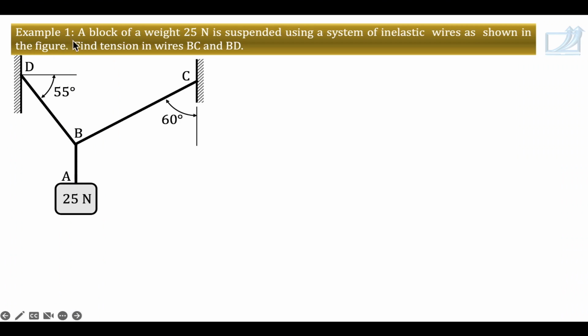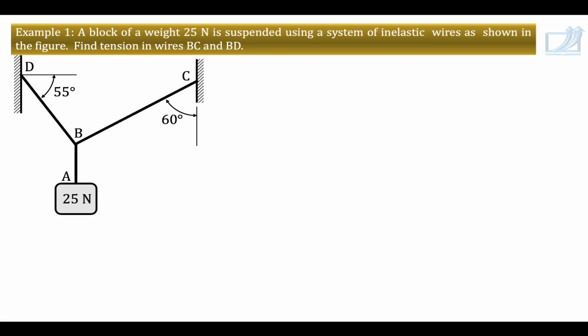Example 1. A block of weight 25 Newton is suspended using a system of inelastic wires as shown in the figure. Find tension in wires BC and BD. Okay, so a block is supported using a system of wires. When you watch this diagram, immediately what you should understand is that all members here in the system are two-force members.